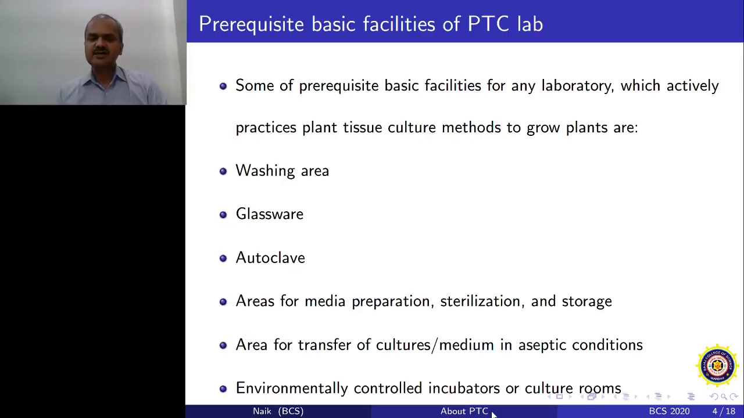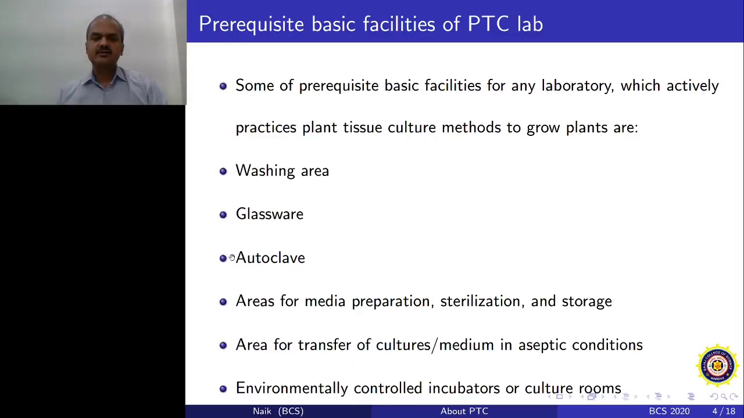Next is glasswares. Glasswares also you require in relatively intermediate sizes. If you have just tissue culture test tubes, a few conical flasks of 250 ml size, a few 1000 ml conical flasks, 1000 ml beakers, a few measuring cylinders like 10 ml, 100 ml, 500 ml, and 1000 ml measuring cylinders. So some of these glasswares which I just mentioned are reasonably enough to start with a tissue culture lab.